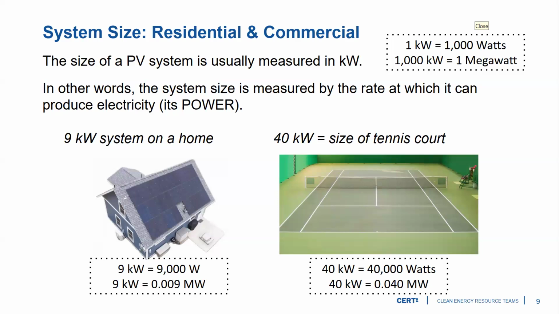A pretty typical home system is on that home right there, and that is a 9 kW system. So 9 kW, remember, is 9,000 watts or 0.009 megawatts. A pretty typical size for a commercial or agricultural system would be a 40 kW system, and that's going to be the size of a tennis court. We're going to come back to that 40 kW after a little bit when we talk about net metering and compensation for the excess generation from your system. But it's important to note that 40 kW is a really common size, and it's approximately the size of a tennis court.